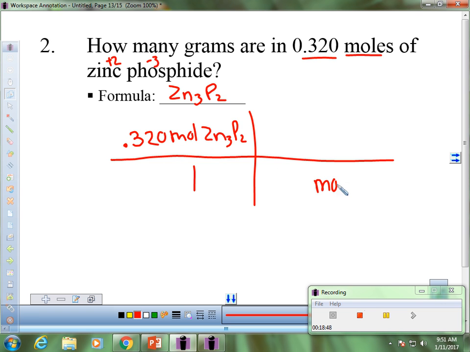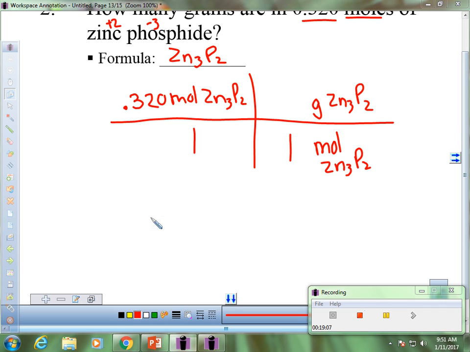We'll bring mole down. And we are looking for grams. So grams of Zn3P2. So there's the word mole. So the word mole gets a 1. And this is grams, so we are not allowed to use Avogadro's constant. So we'll come down, and we're going to do molar mass. There are 3 of these. There are 2 of those. And we'll go to the periodic table.